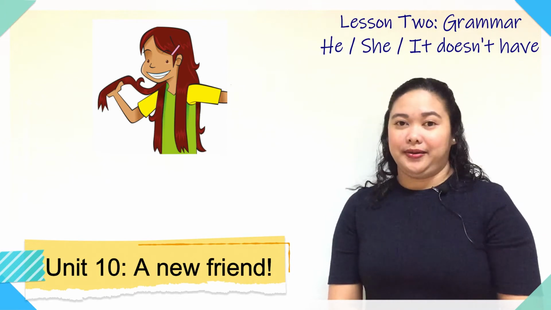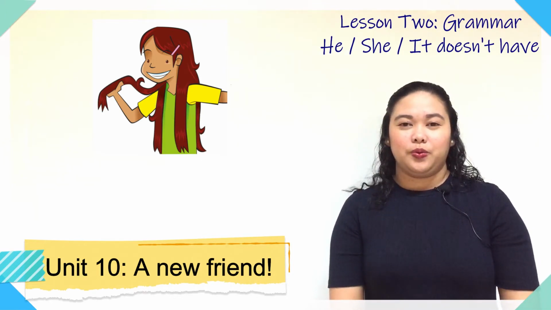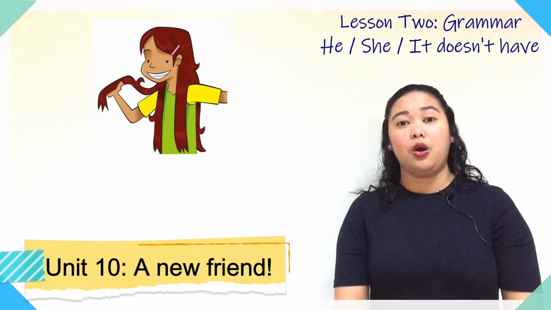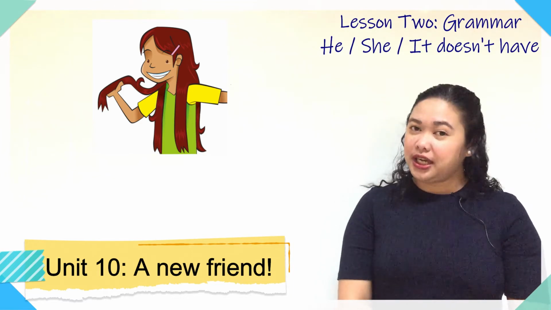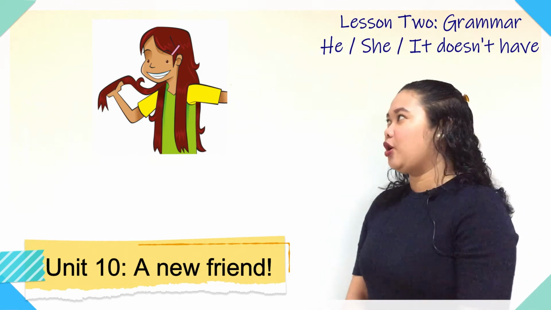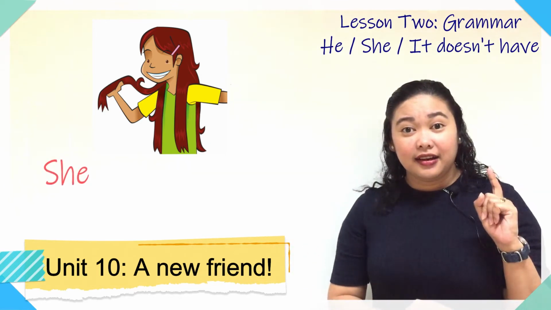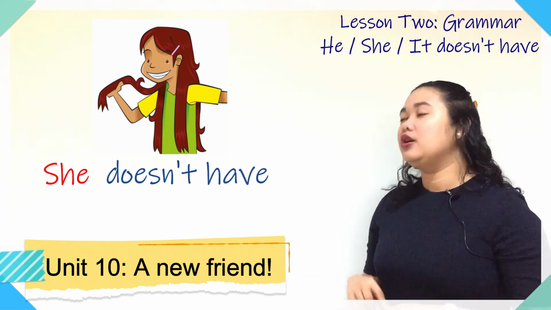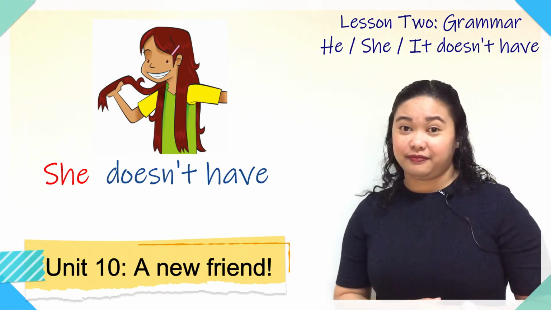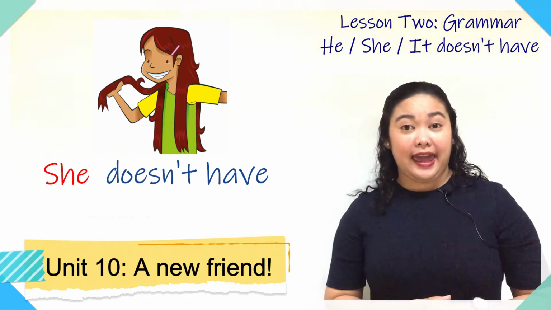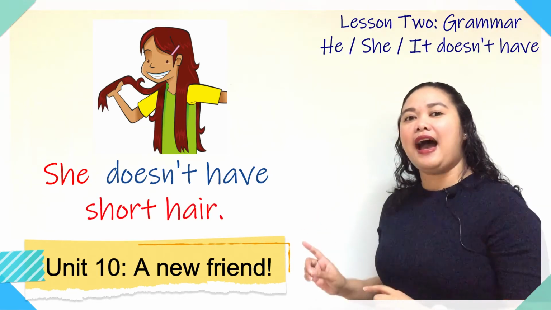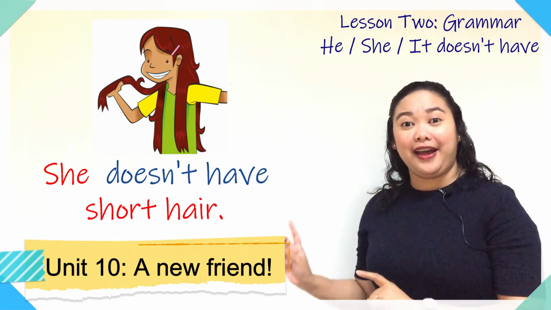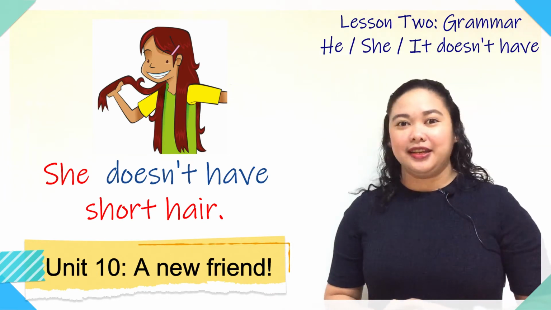Look at number 1, picture 1. Is it a girl or a boy? A girl. So which pronoun do we use? Or what pronoun are we going to use? Is it he or she? She. Very good. So, she, and then doesn't have, because our lesson on this video is using the word doesn't have. So, she doesn't have short hair. Okay? She doesn't have short hair. She has long hair. She doesn't have short hair.